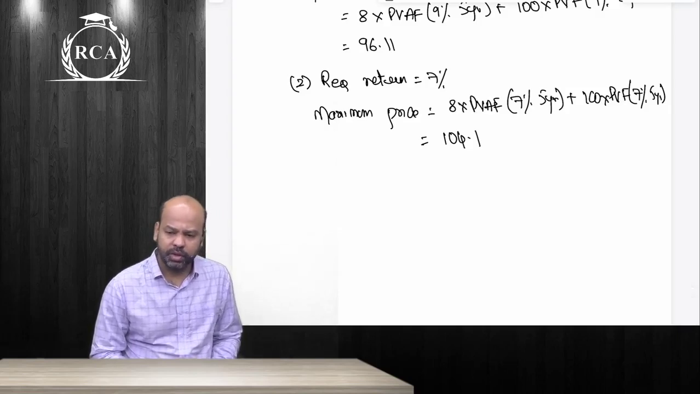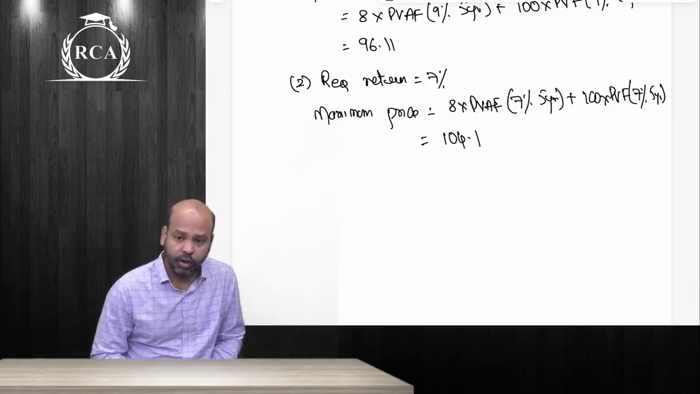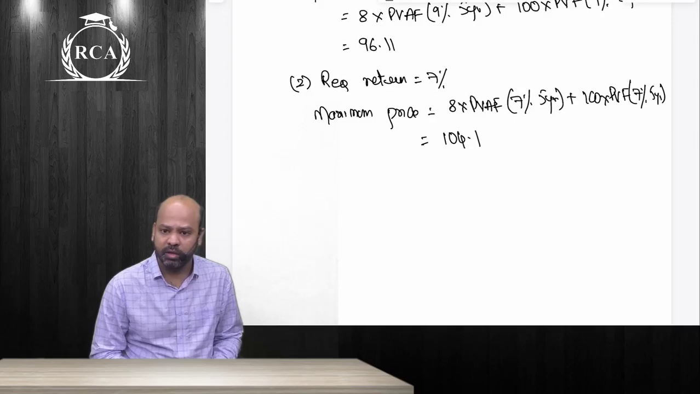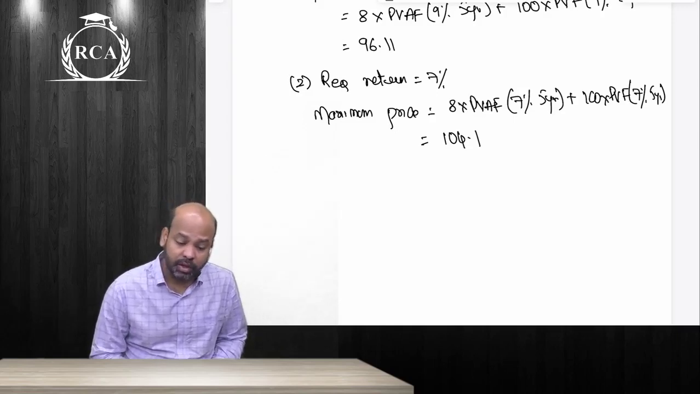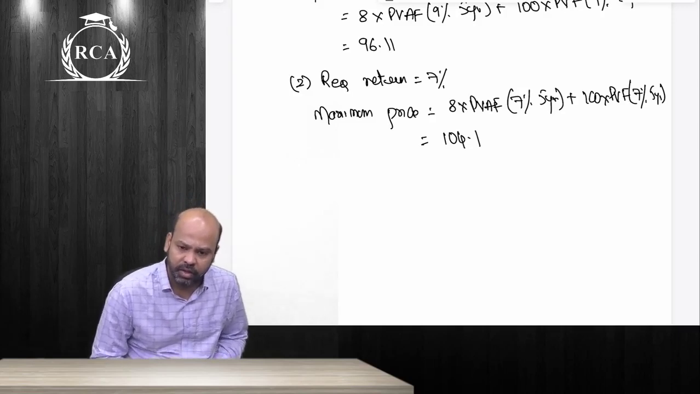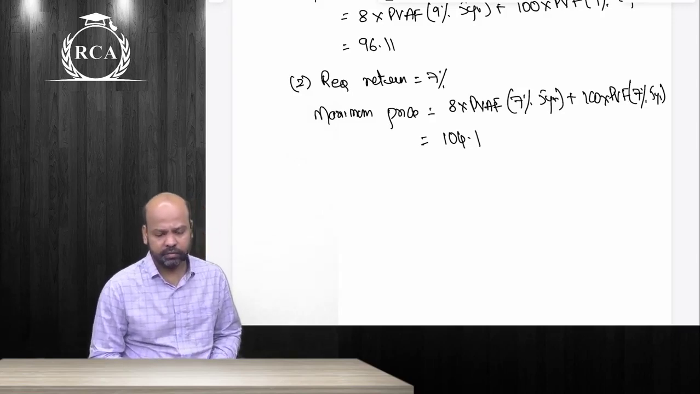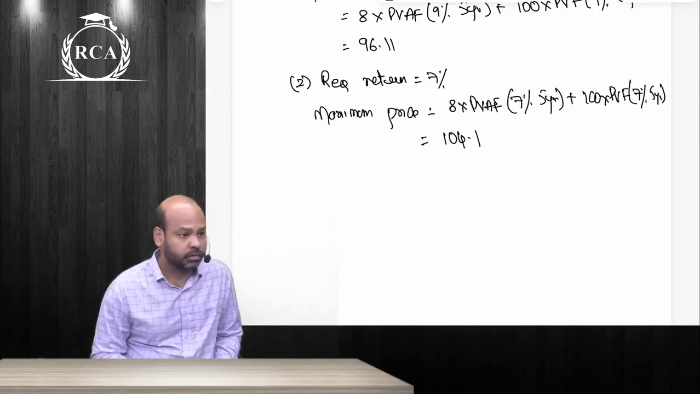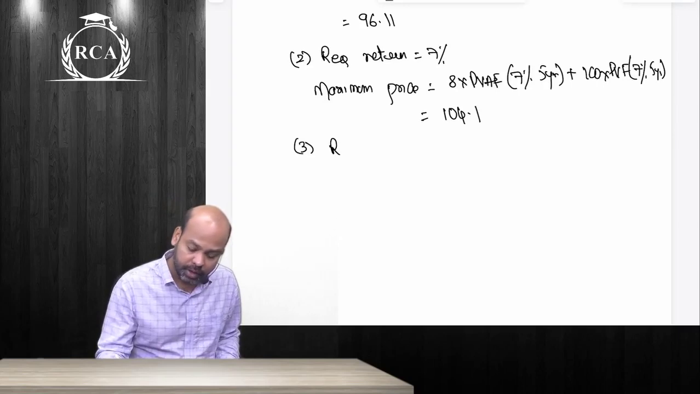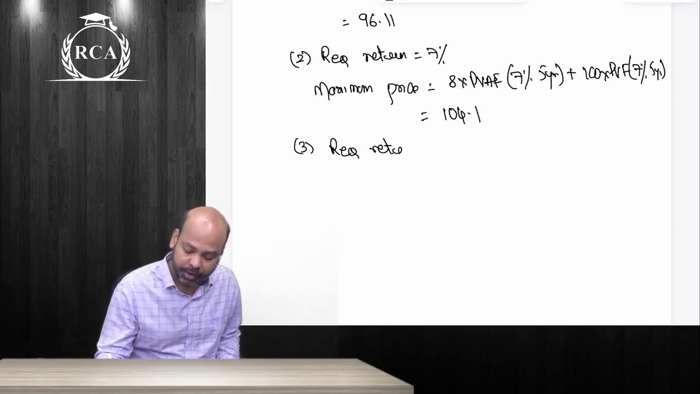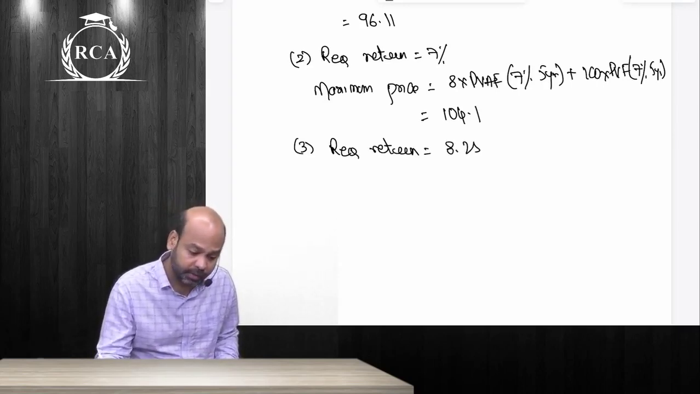You understood? Now, in this way, you cannot say that we will put 1,04,100 rupees, because do you have so much money available? The total amount available for investment is only 1 lakh rupees. Next, beta. If the required return is 8.25%, what will be the price?